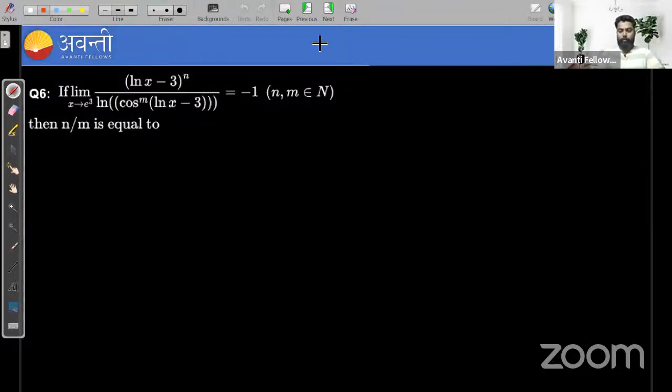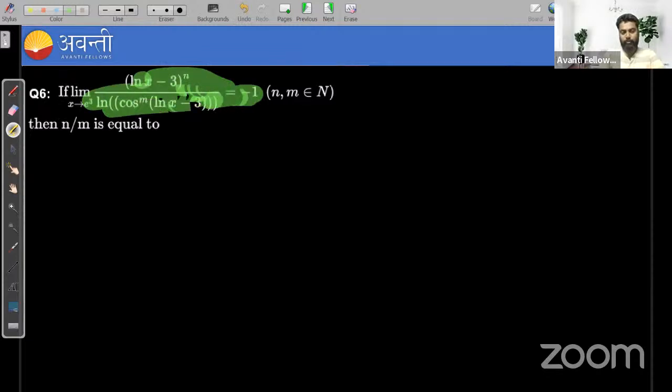Here, in the question it is already given that the limit x tending to e raised to 3 of (ln x minus 3) to the power n upon ln of cos of (ln x minus 3) to the power m, it is given that it is 1 minus 1, right? And you need to find n divided by m.